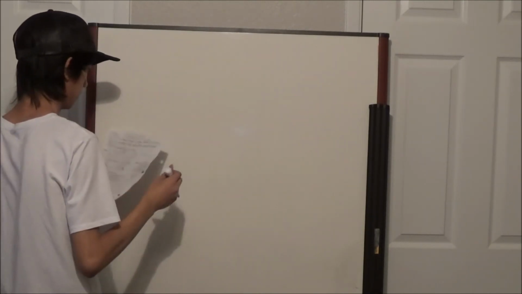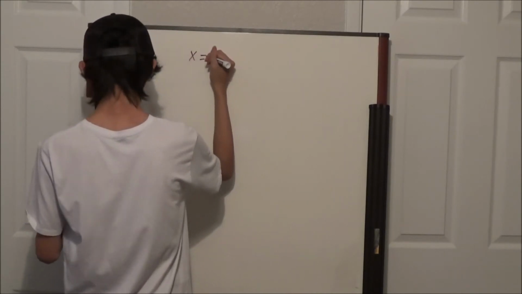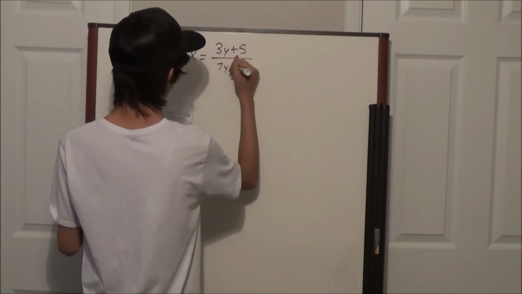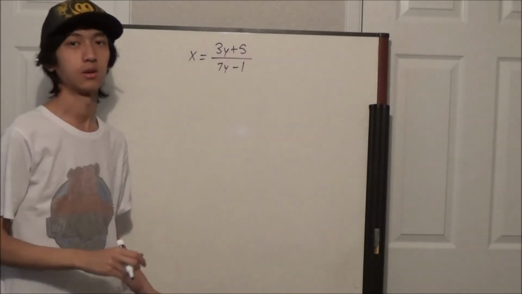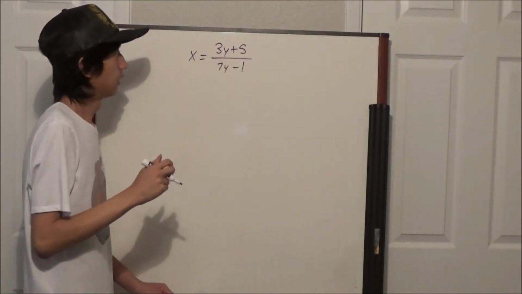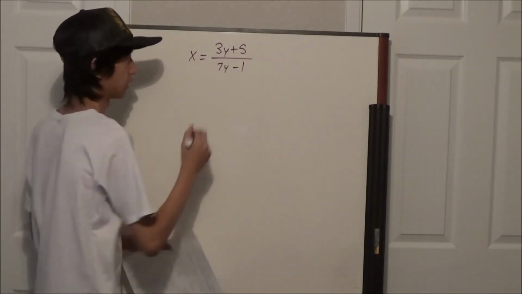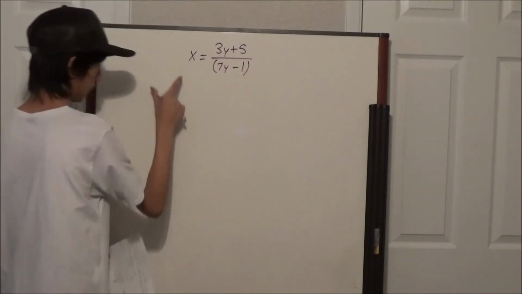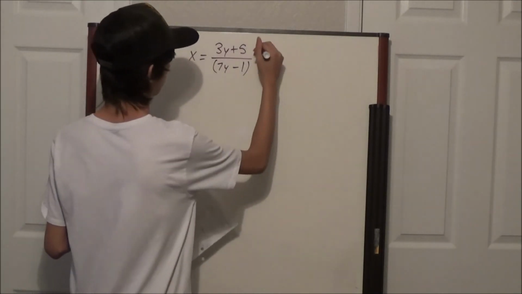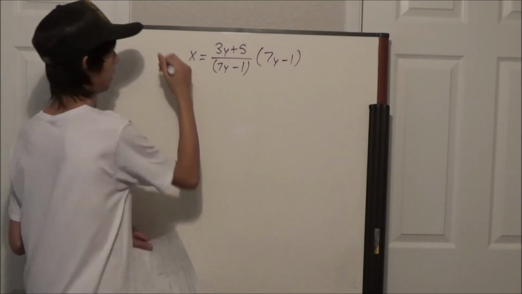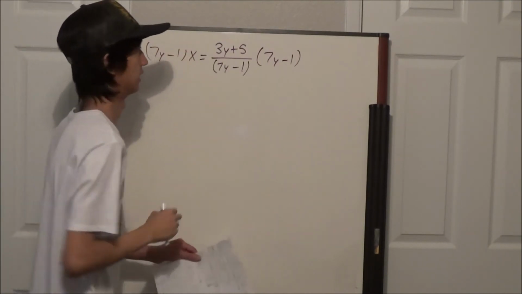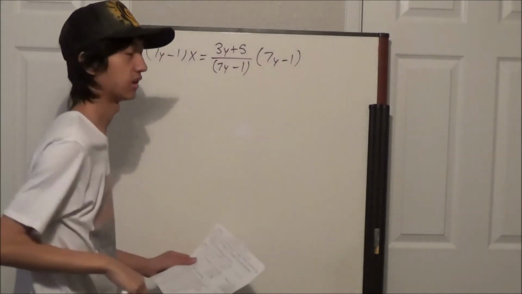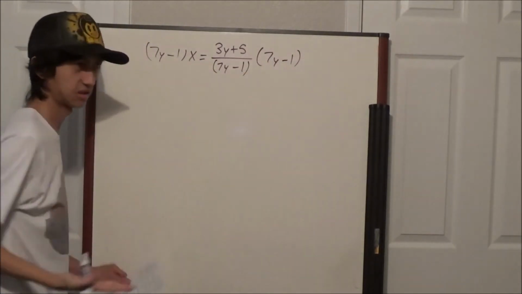Okay. What about this one? x equals (3y plus 5) over (7y minus 1). Well, imagine this is all together. So you could actually multiply 7y minus 1 to both sides. Yes, you can do that. Even if it's a function, you could do that to both sides, because they are equal to each other.